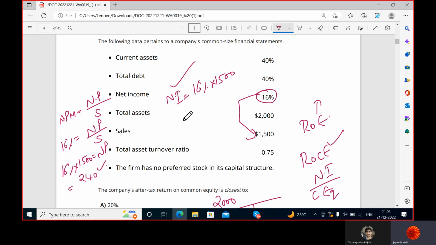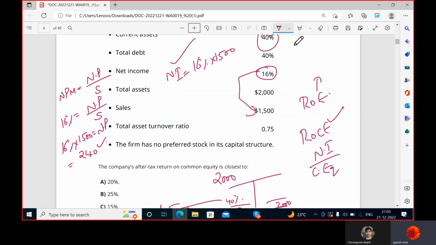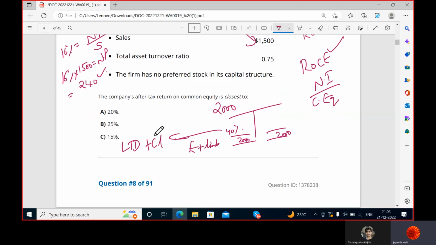Current liability is not at all there. Current assets are there, so leave it. We don't care about that. Your total debt is 40%, so your current and non-current debt happens to be 40%. So 60% is your equity, na? Yes. So of this 2000, 60% is your equity, correct?